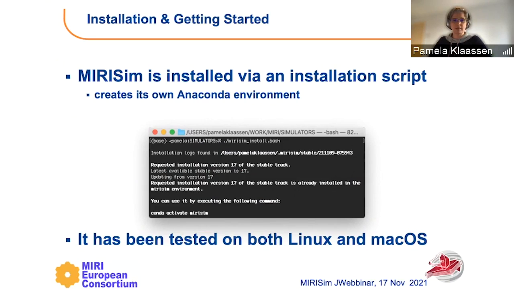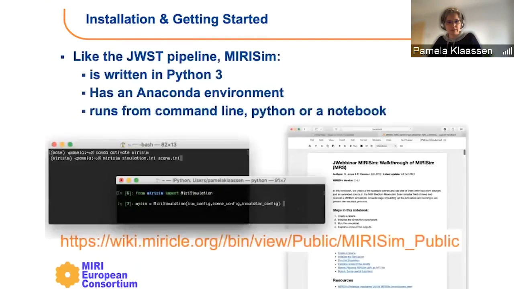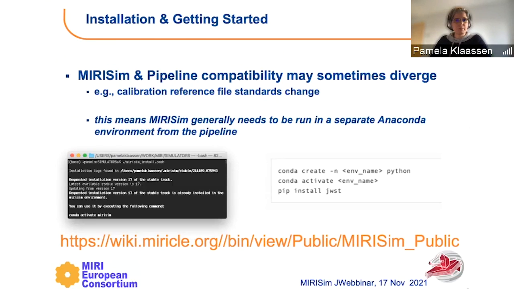It's been tested on both Linux and Mac OS. I do know of 1 or 2 people who've tried using it on Windows. They haven't complained yet, but we haven't done that thorough testing. So there are 3 different ways of using MIRISim: directly at the command line, within Python, or within a Jupyter notebook. Generally, we try to keep MIRISim and the pipeline compatible with each other, but sometimes one will get updated and the other won't because our timescales aren't always aligned. So it is recommended to run MIRISim in a separate Anaconda environment from the pipeline. And that is described more on the web page at the bottom of the screen.